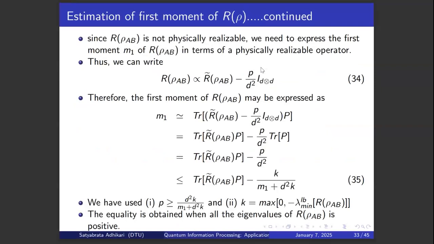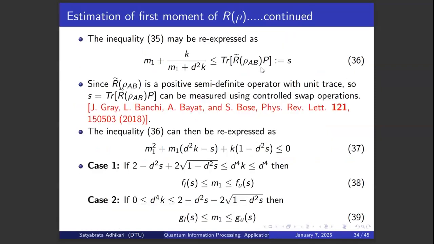So m1 is written in terms of trace of R tilde rho AB into P minus k by m1 plus d square k, and already we have shown that k, m1 and trace R tilde rho P are all experimentally realizable quantities. So the upper bound of m1 is realized. So we can estimate the first moment of R rho in an experiment. This is the final result for m1. This is totally mathematical.